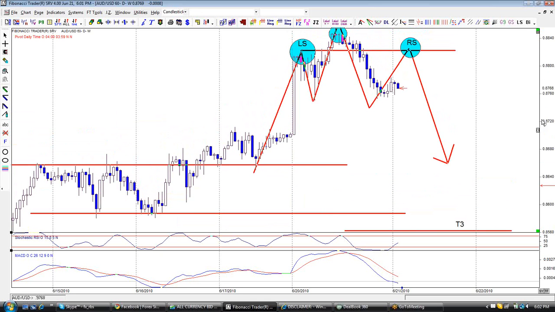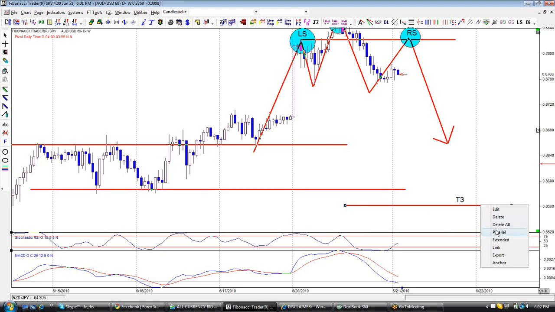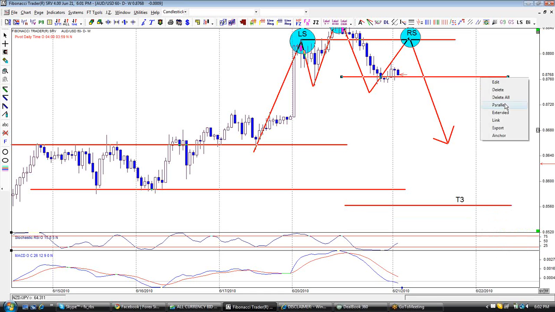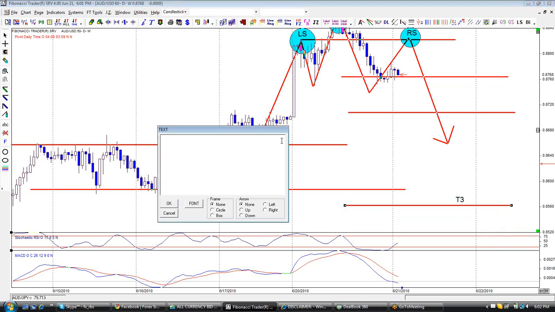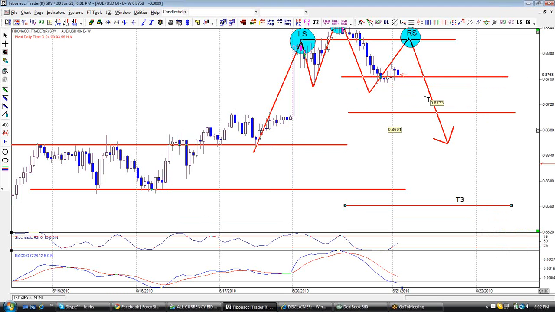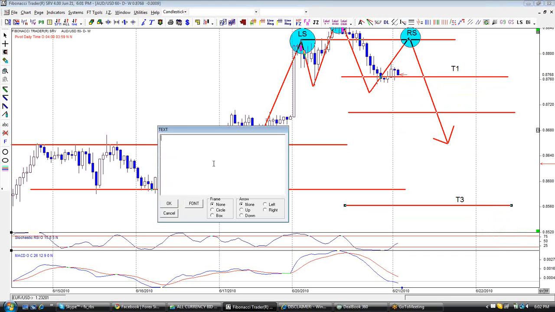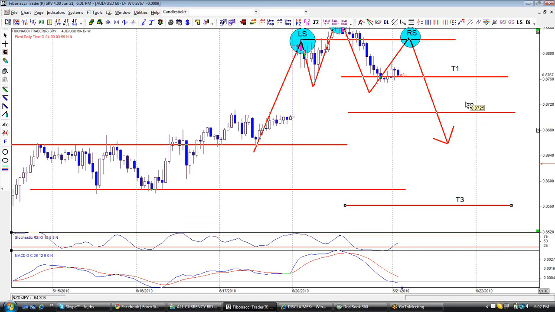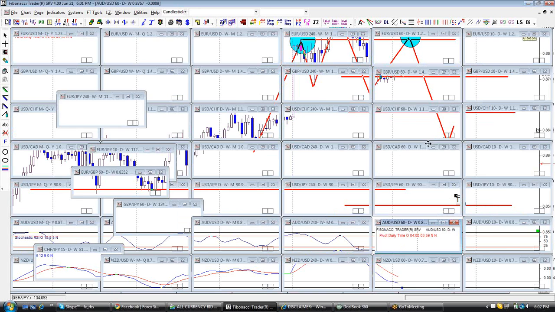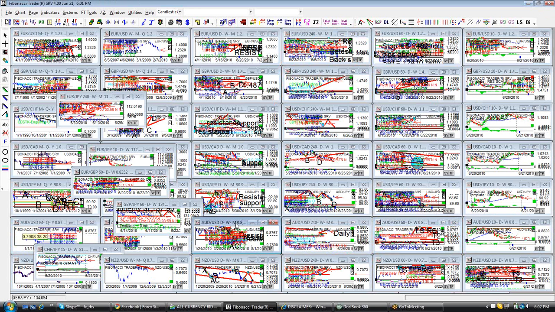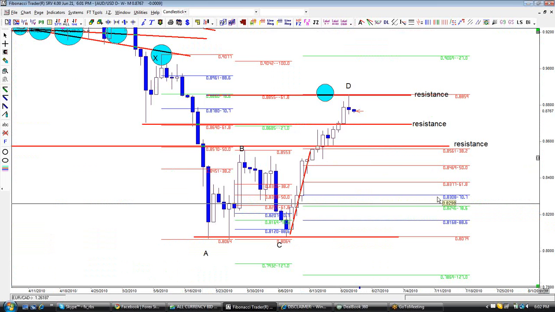Now we have target 1 and 2 based on that head and shoulders. Here, target 1 and target 2. Then we have target 3 based on the daily Gartley. And where would be the next target? I would place 618 or 786.